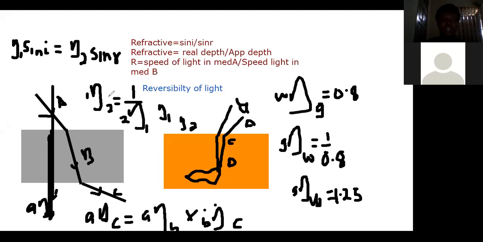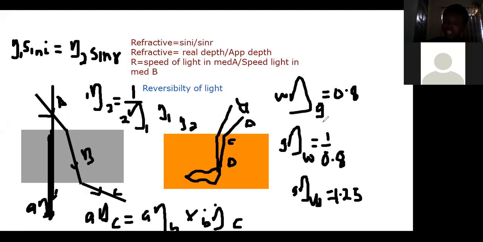Yes, sir. So under reversibility of light, we are trying to say that if light is moving from medium 1 to medium 2, it is equal to the reciprocal of light moving from medium 2 to medium 1. That is what it means. So 1 all over this. So if light is moving from here to here, then you are given 0.8. That's what we did.